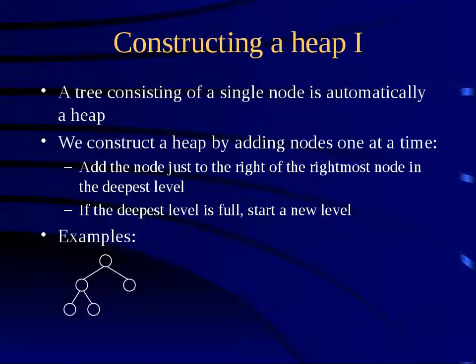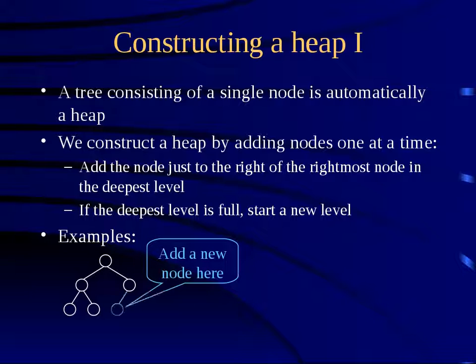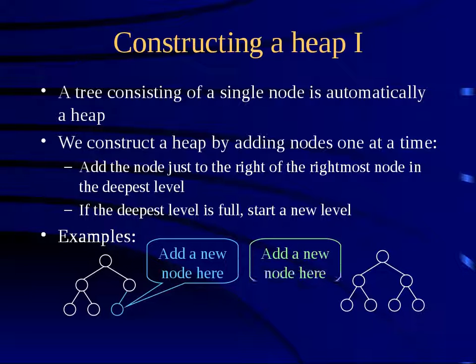We're going to construct a heap. A tree consisting of a single node is automatically a heap. That's nice. We add one node at a time. Add a node just to the right of the rightmost node in the deepest level, or if it's full, start a new level. So for example, we have this. Add a new node here, and then add a new node here. You'll see the ordering of how we add nodes conceptually. To the left, yes, to the left.